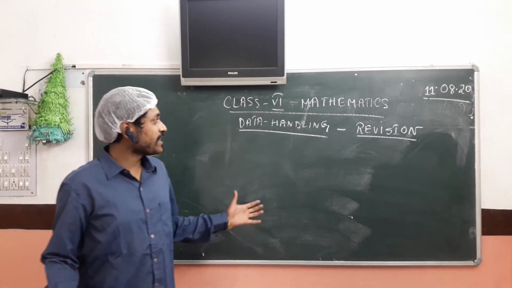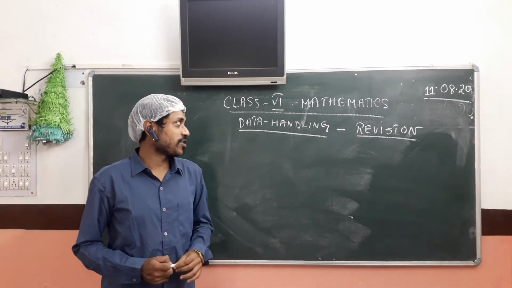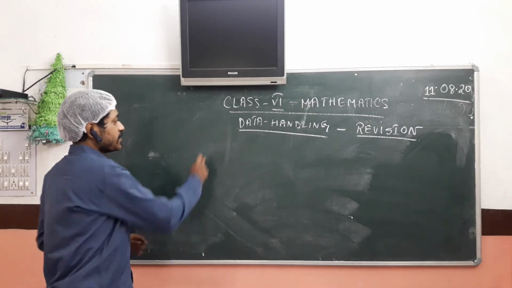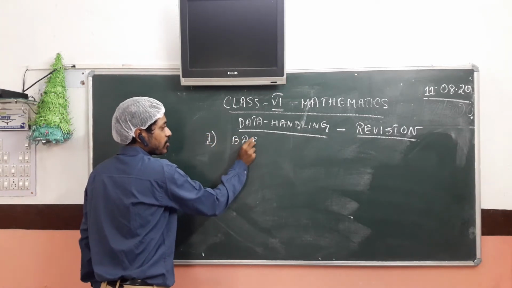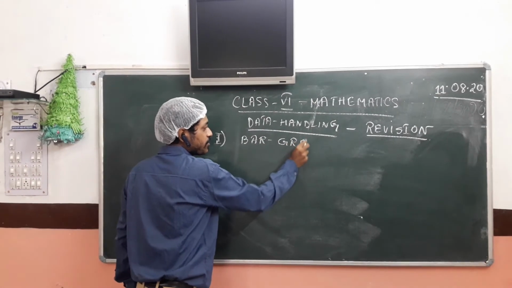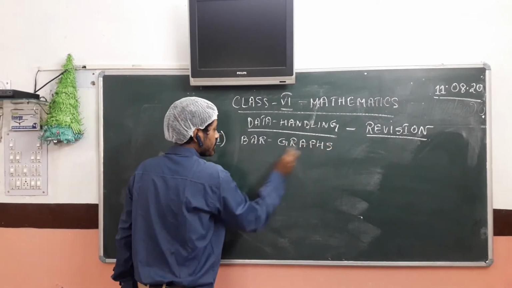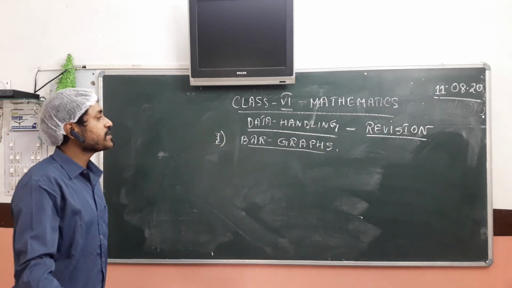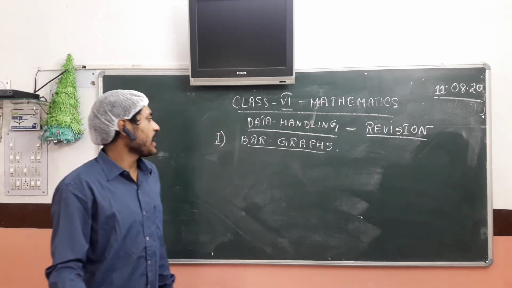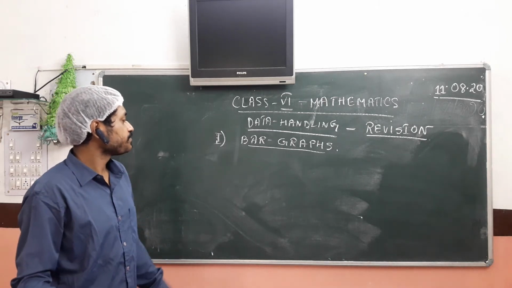Today we are going to revise whatever we have done for the chapter data handling. The first thing that we did was bar graphs or column graphs. So we are going to revise that first and then we shall move on to the next part, that is pie charts. You will be receiving the lesson plans on a revision as you have probably received the video.